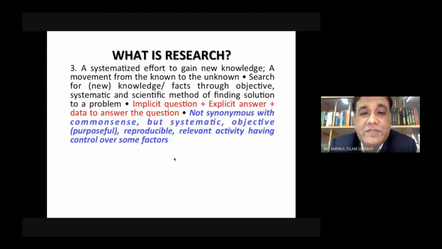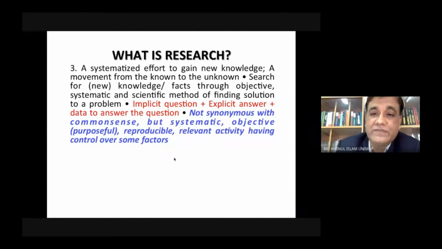The red marks I always emphasize. Research is basically an implicit question and an explicit answer, plus data to answer the question. So you have an implicit question with explicit answers, and then we collect data to answer our questions. It's not synonymous with common sense, but it is a systematic, objective, reproducible, relevant activity having control over some factors. That's what research is.